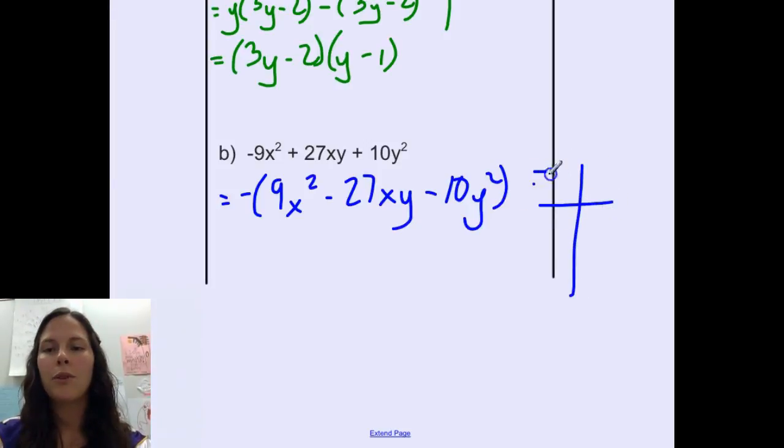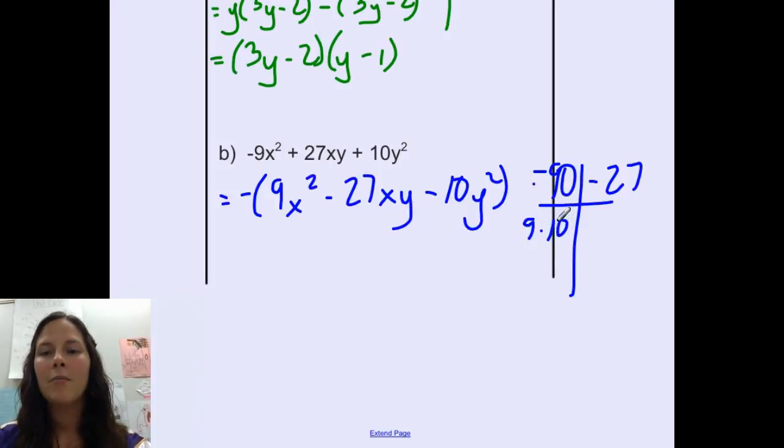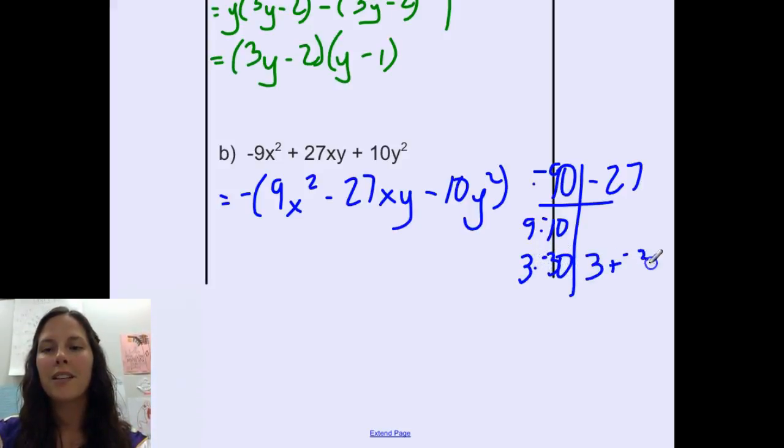We're multiplying to a -90, that leading coefficient of 9 times the last term of -10, and adding to a -27. Now the obvious values that multiply to 90 are 9 times 10, but if I make one of those negative, they do not give me a -27. Another set of values that multiply to 90 are 3 times 30. If I make the 30 negative, 3 plus -30 does give me that -27.